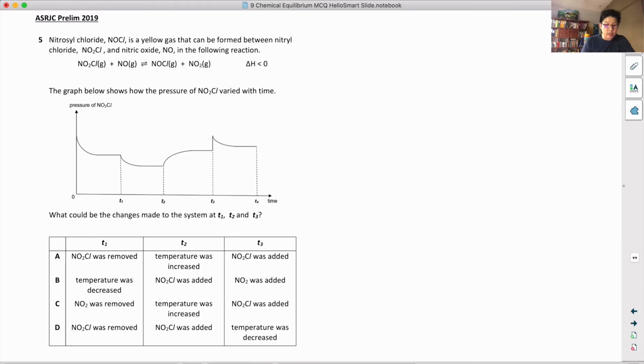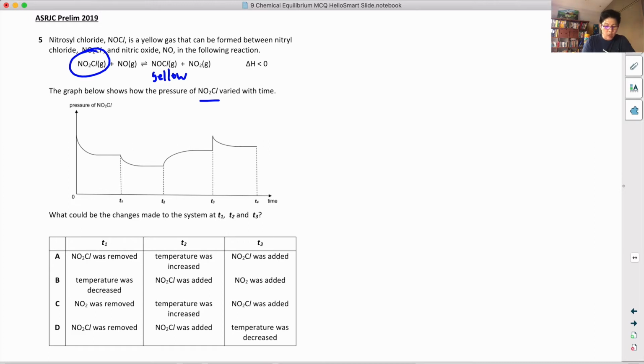Okay, NO2Cl is a yellow gas, right? Yep, you see this yellow gas. Anyway, it can be formed between nitryl chloride and nitric oxide. Okay, so this shows how the pressure of NO2Cl varies with time, which is actually a reactant, NO2Cl. Okay, what could the changes be made to the system at T1, T2, and T3?